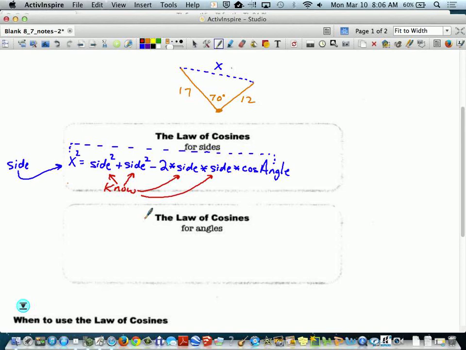So if I go back up to that triangle that we just did, the formula would look like x squared equals 17 squared plus 12 squared minus 2 times 12 times 17 cosine of 70. So it's the two sides that you know are squared. So it kind of has the Pythagorean theorem look to it, right? A squared plus b squared equals c squared kind of look. Then there's this minus 2 times the two sides.